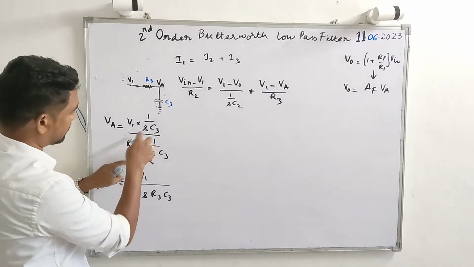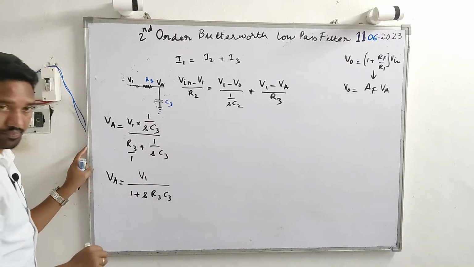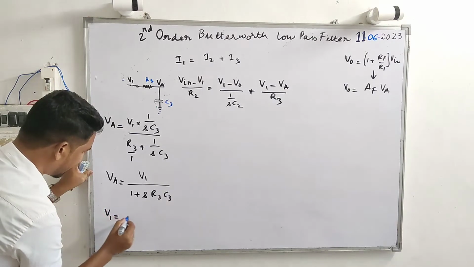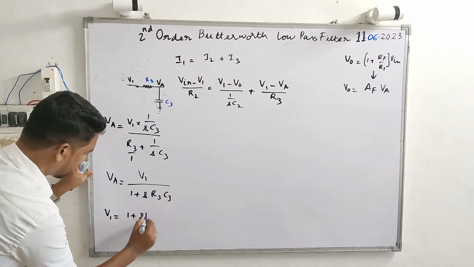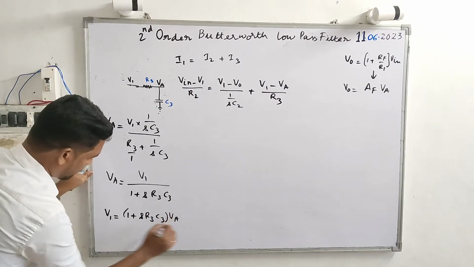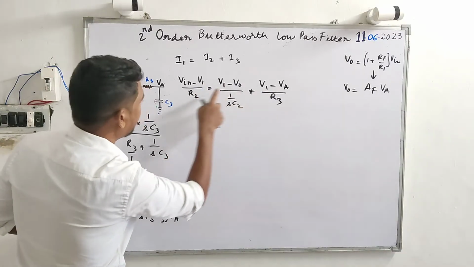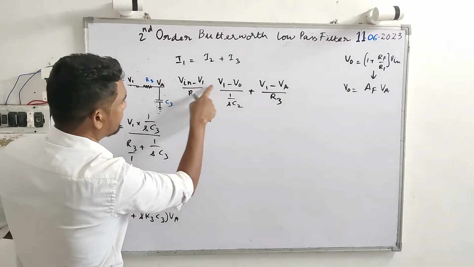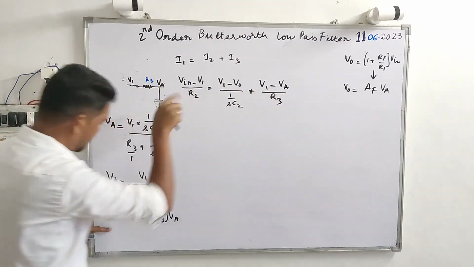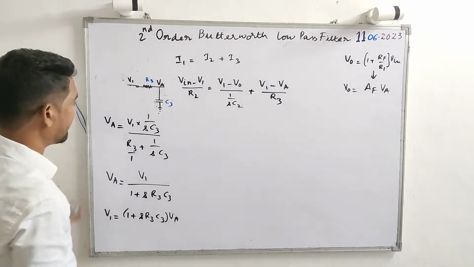You just do it. Let's simplify this one, and the denominators in the numerator and denominator get cancelled, and finally we'll be reaching there. From this expression we have V1 equal to 1 plus S R3 C3 times VA. Now what to do with this expression? Plugging it in over here, we will make sure V1 doesn't exist anymore, and the entire expression will be in terms of Vin, V0 and VA, which is useful for us to derive the transfer function.